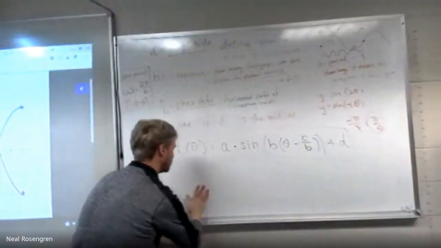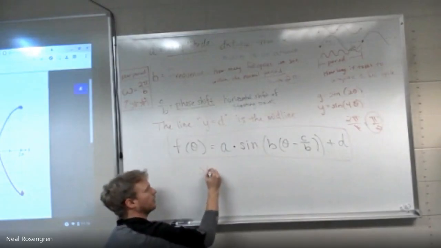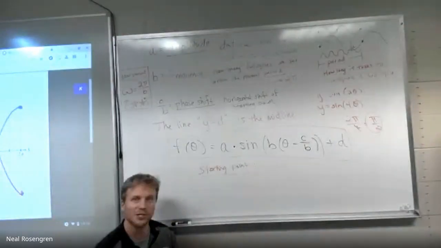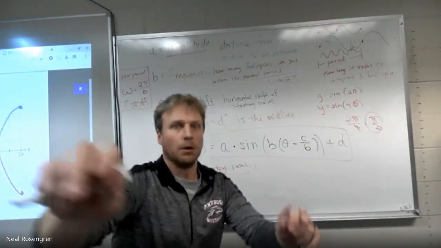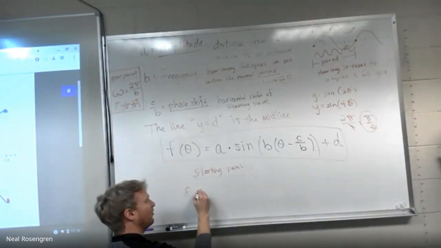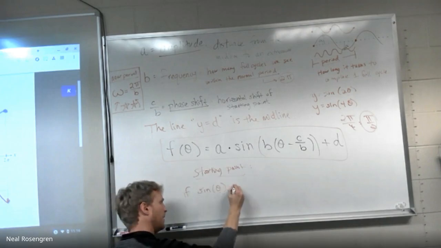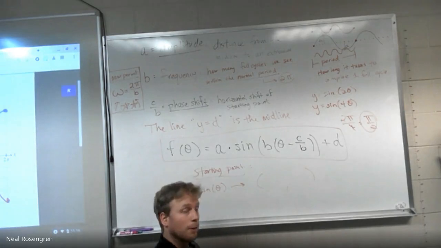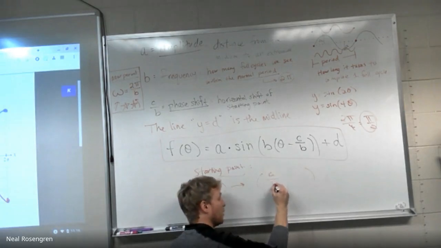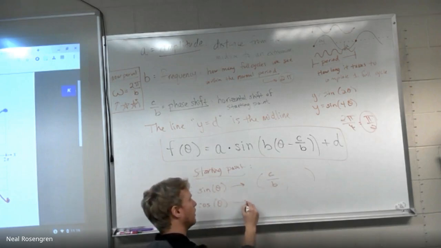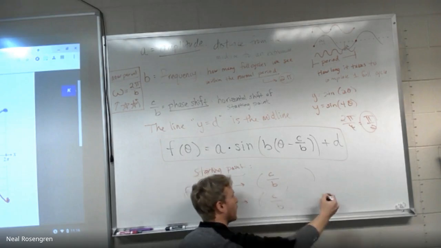Right at the bottom of your notes, I want to give you a starting point detail. Okay, starting point. This is just based on phase shifts and amplitudes. Hopefully you can see me way down here. It depends on whether you've got sine or cosine. So if you're dealing with sine of theta, here is the location of your starting point. Remember, your C over B is where things begin. That's your starting point, and that's going to be true for cosine as well. C over B is where we're going to start, okay?